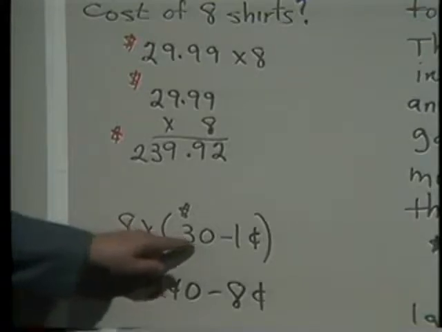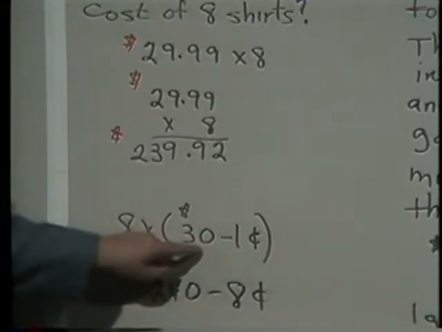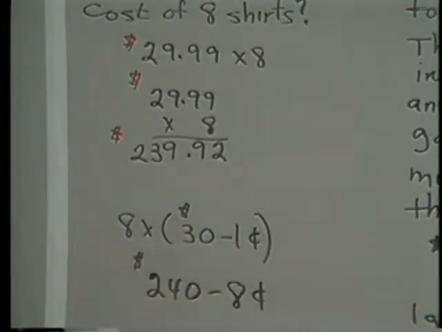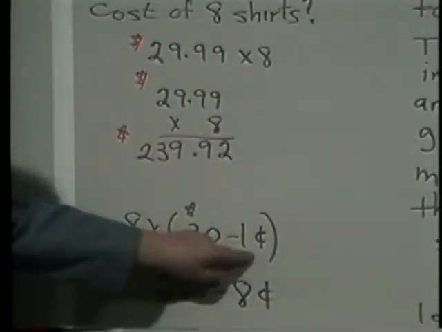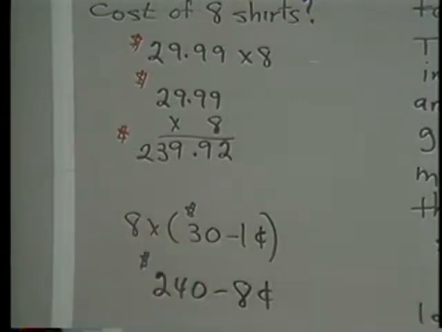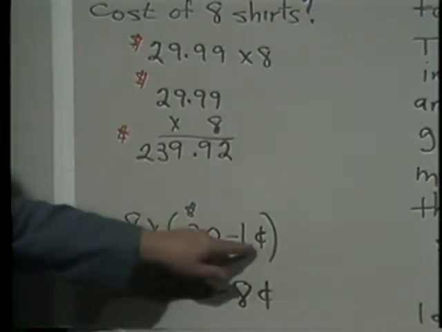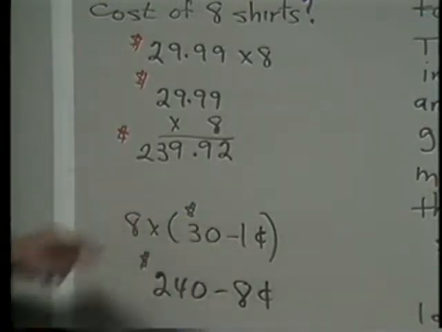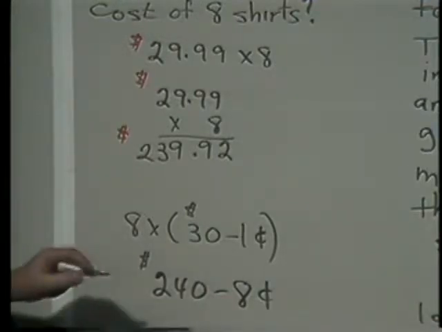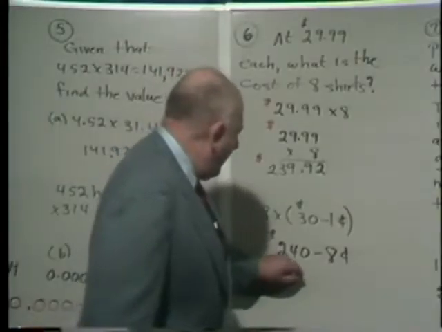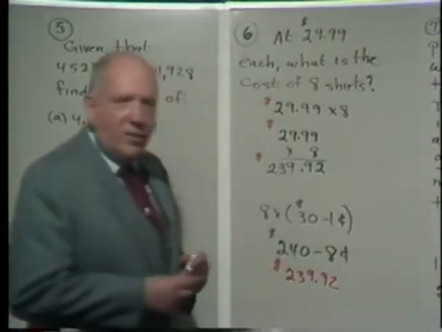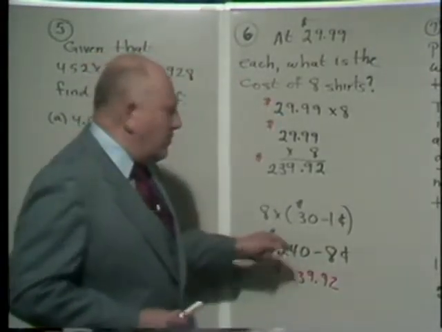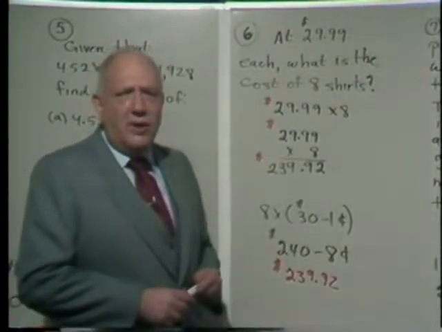Isn't $29.99 the same as $30 minus a penny? So what we do is multiply the 8 by the 30. 8 times $30 is $240. Then what do we do? Subtract 1 cent 8 times. And that gives you $239.92 right away. Do you have to be clever and do the problem this way? No. You can do it the other way.